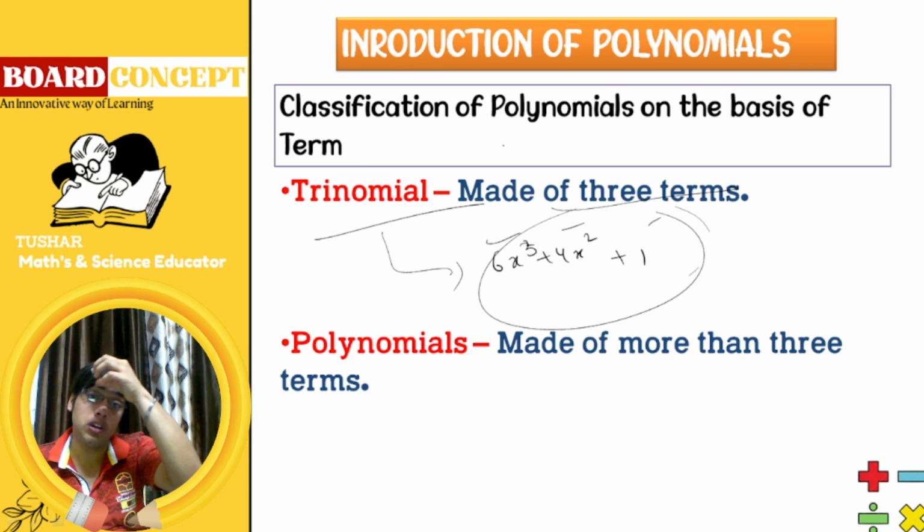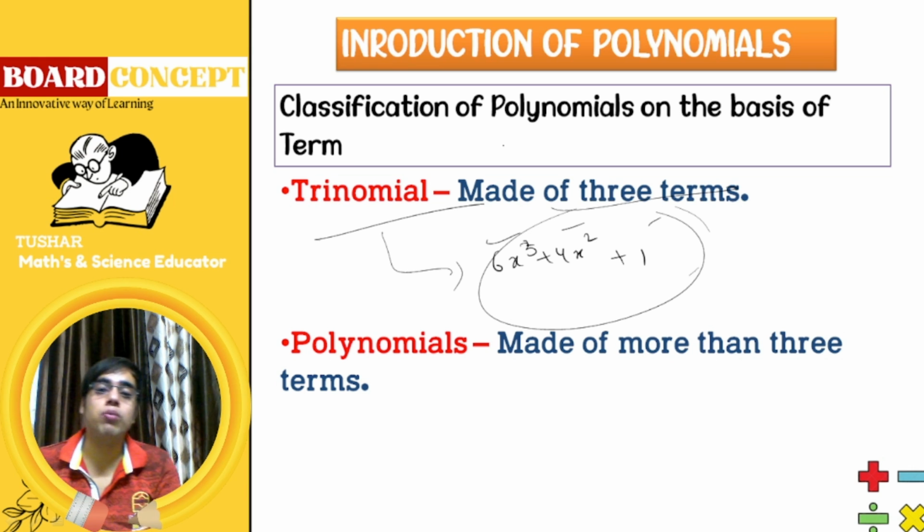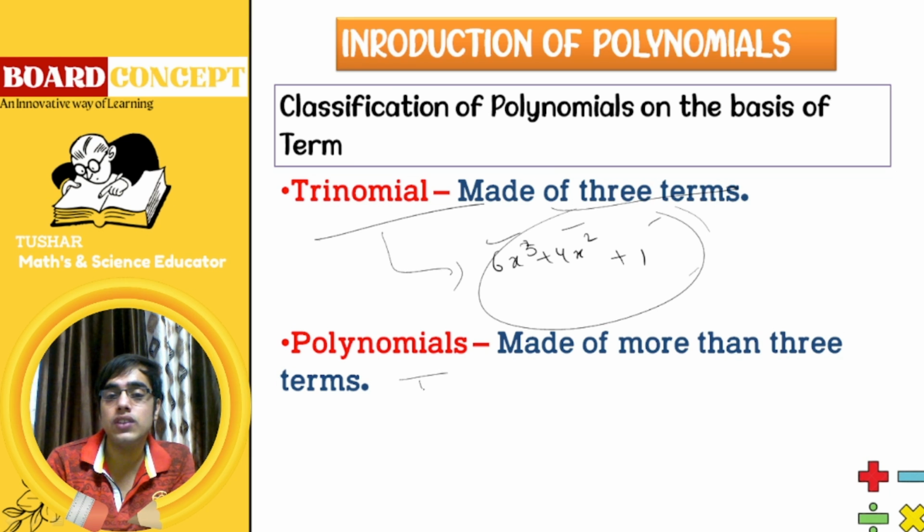The next is polynomial. We have already studied polynomial. A polynomial is made up of more than 1, 2, 3, 4 terms. It means a polynomial is a combination of terms, or we can say that it is a chain of terms.